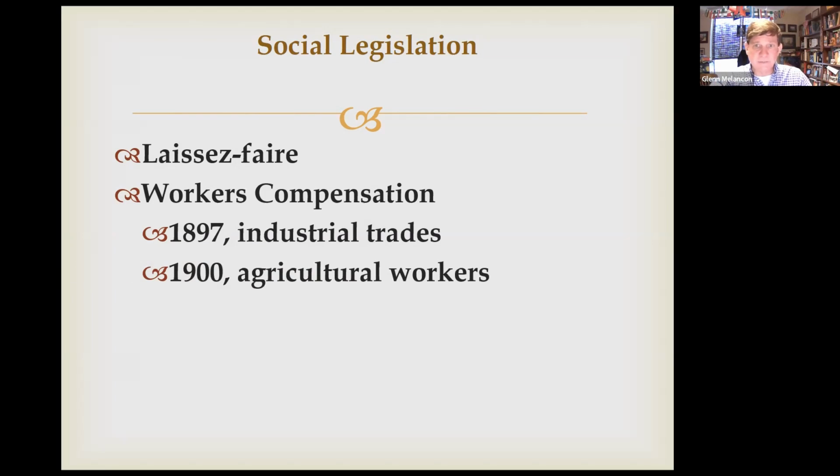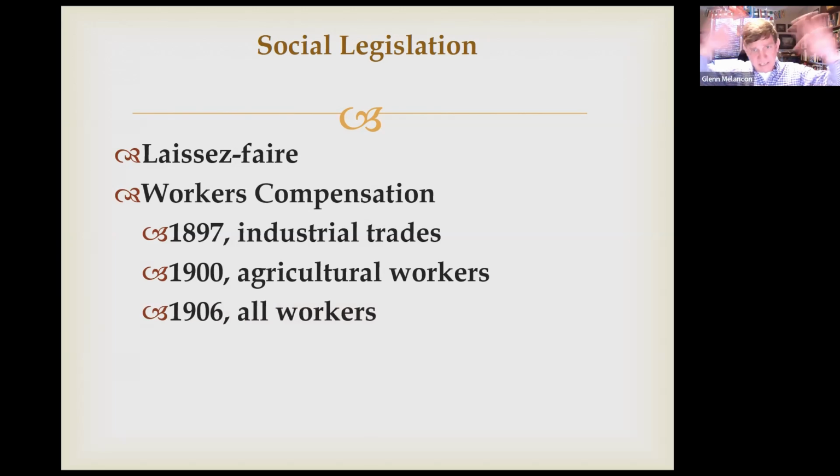In 1900, that was expanded to agricultural workers. Once again, lost a finger, lost an eye, lost a toe, if they became physically disabled at the workplace, they would keep a steady source of income. They had workers' compensation insurance. They were compensated for any injuries in the workplace. In 1906, this was extended to all workers, right? It was no longer specialized. Anyone who got hurt on the job could have this insurance and protect them from long-term disability.